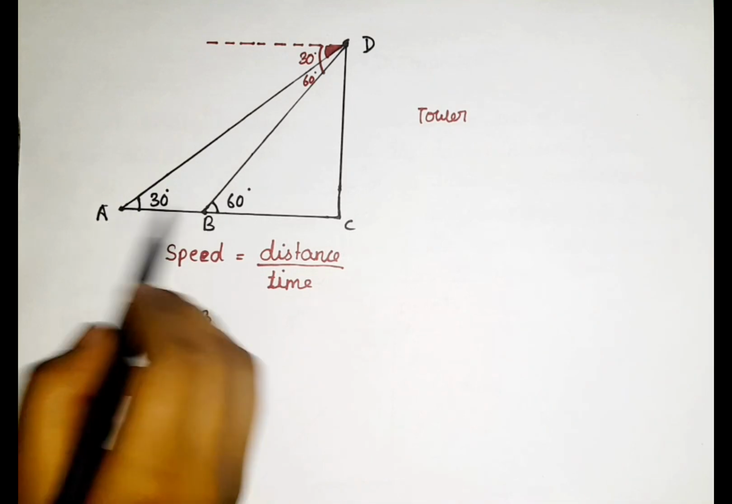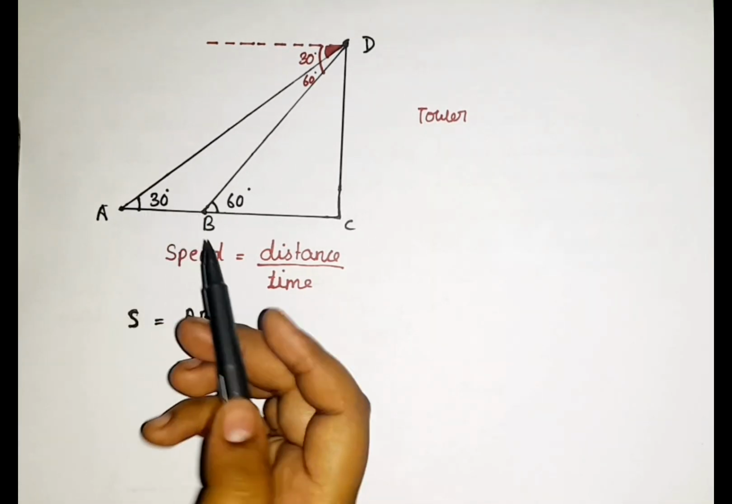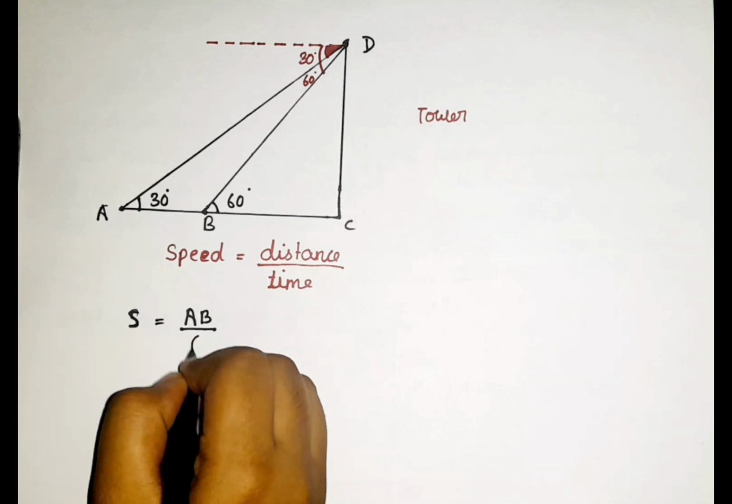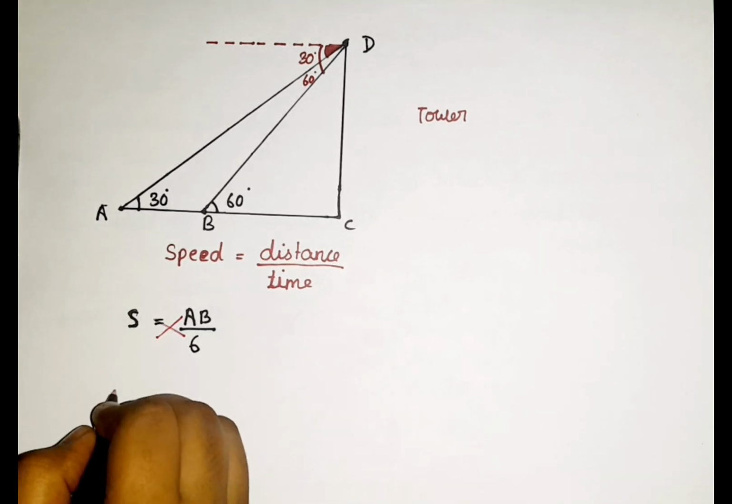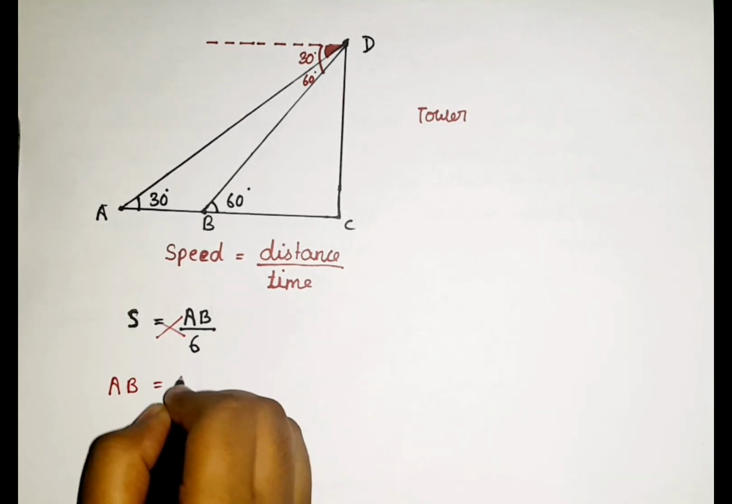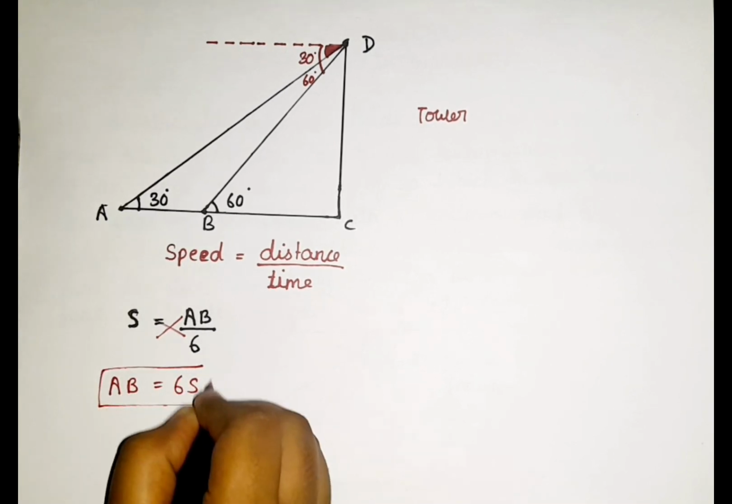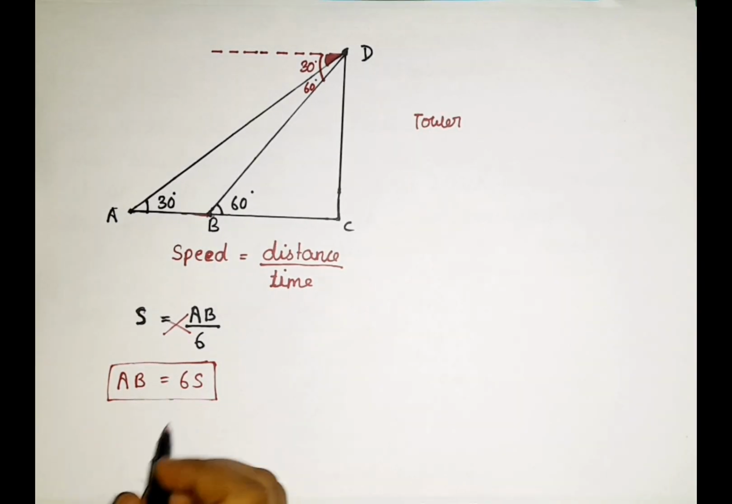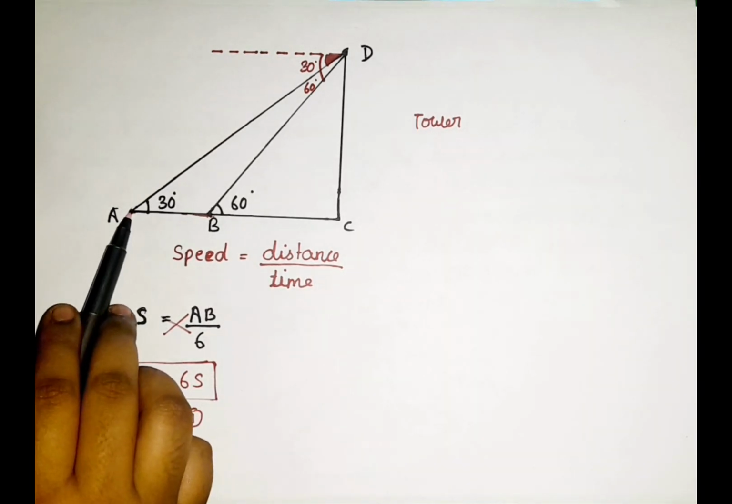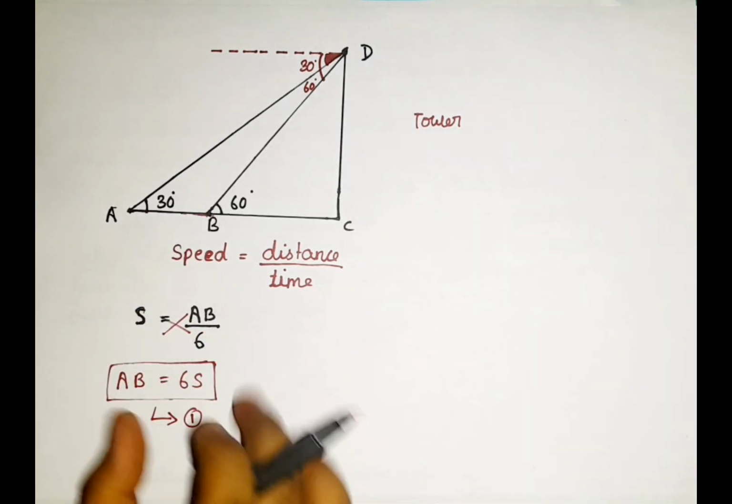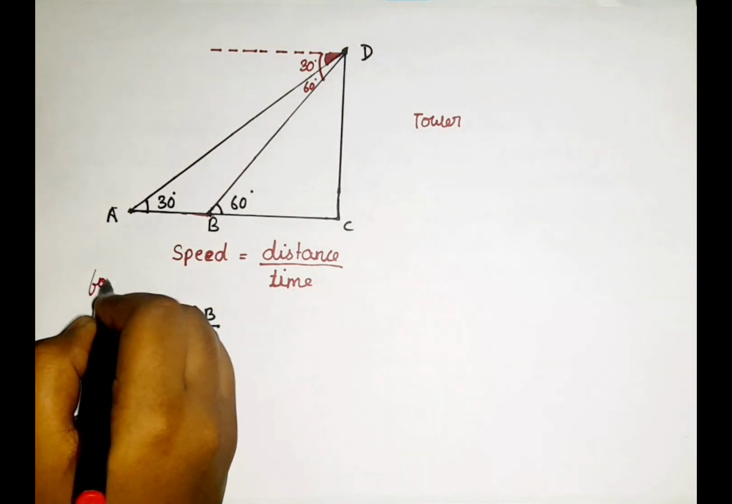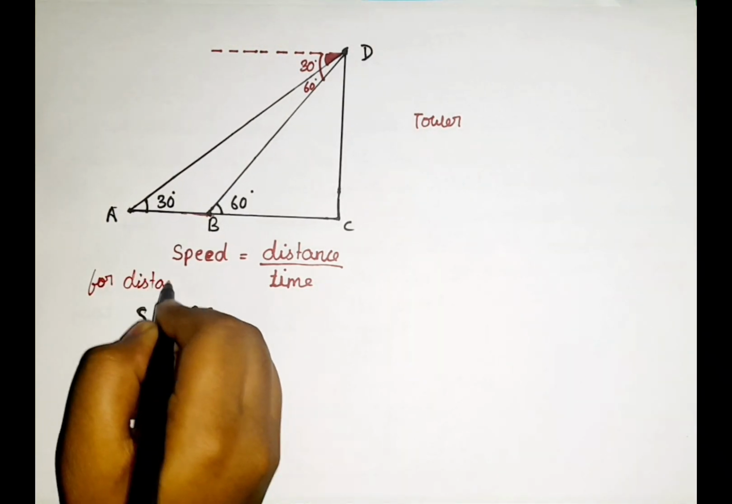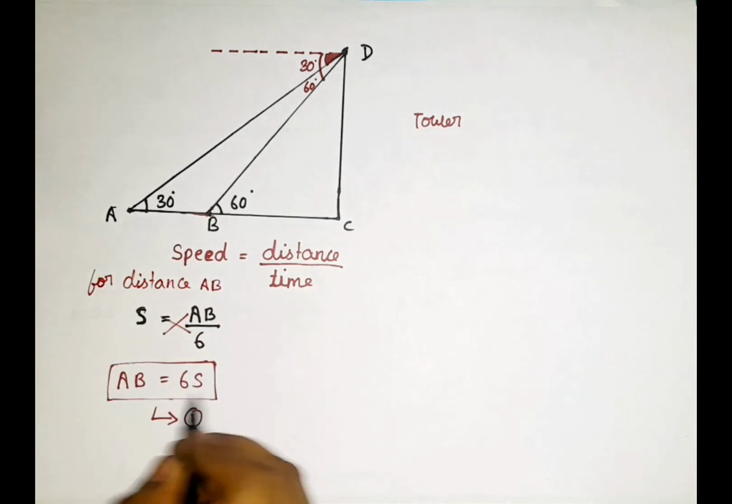Here, 6 seconds later it reached here, so the time taken is 6 seconds. So let us write 6. All right, now let us cross multiply. When we cross multiply, we will get AB is equal to 6S. Now we got a value, so let us take it as equation number 1. When the car traveled from this point A to this point, we got a value here, and for distance AB we got this value.